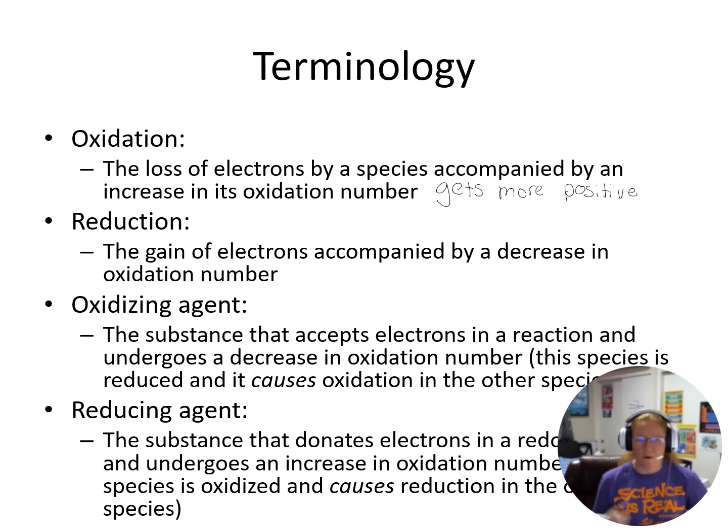Now when we do a reduction, we're going to gain electrons and we're going to decrease the oxidation number. Electrons, again, are negative, and so when we gain them, we go down in number. So we're going to get more negative.